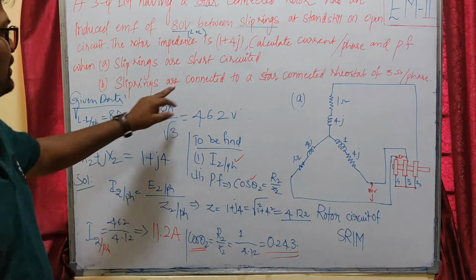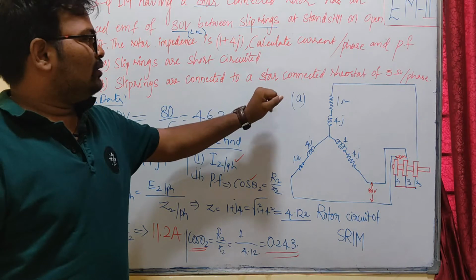So let us now find the case where the slip rings are connected to a star connected external resistance.